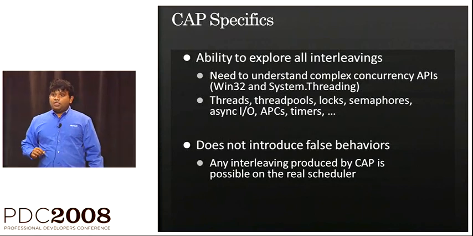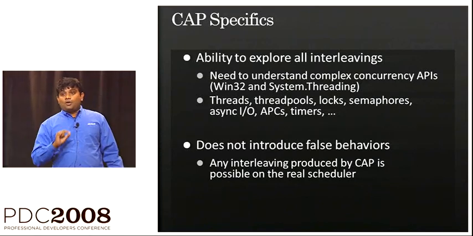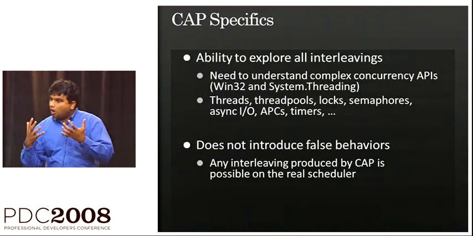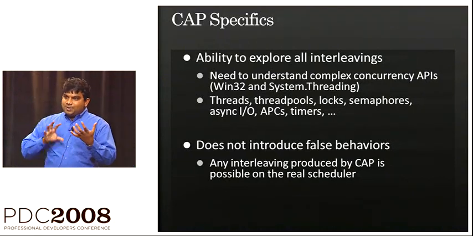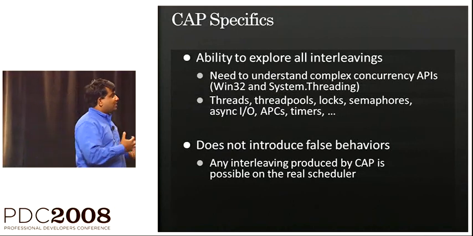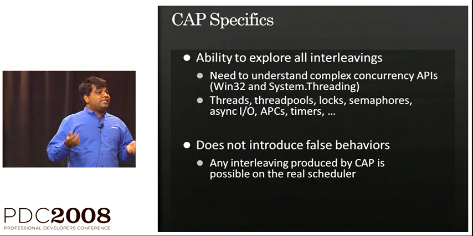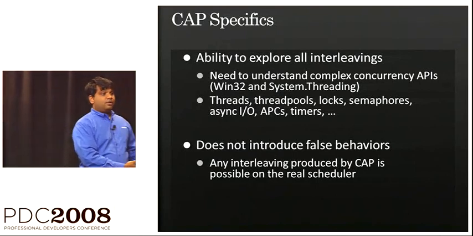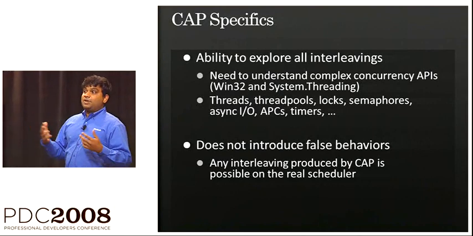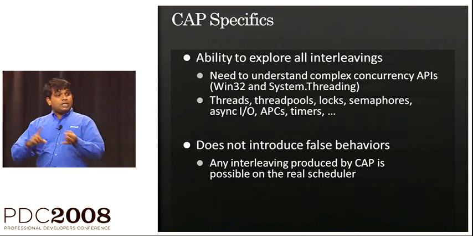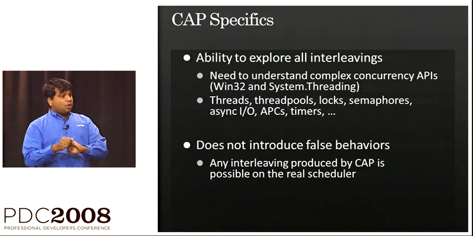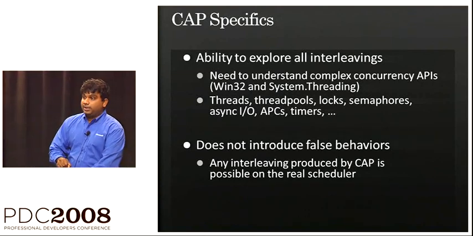And another important thing is that you don't want to introduce false behavior. Essentially, we take a program which is running under the operating system scheduler, and we're replacing the scheduler with our own scheduler. It would be very frustrating in this process if we introduce new interleavings that are not possible in reality. Then we'd be finding bugs that are not real bugs. That is a very frustrating process. So not only do we have to be complete, we also have to be precise. Doing both together is a very hard problem.